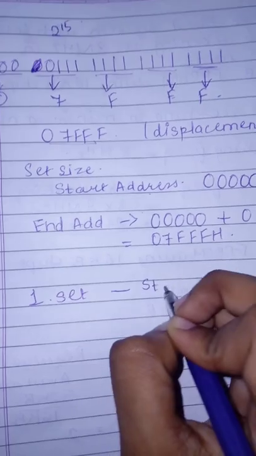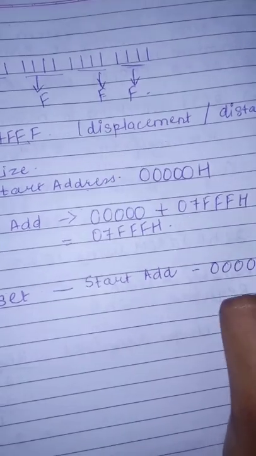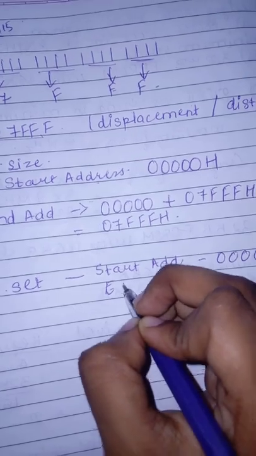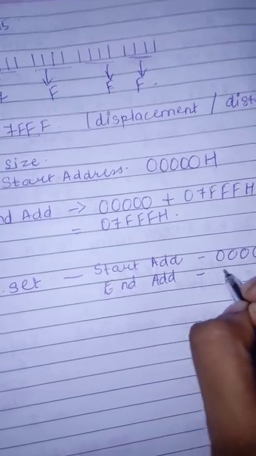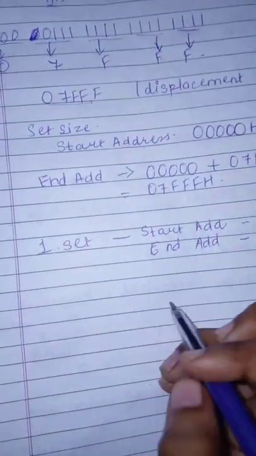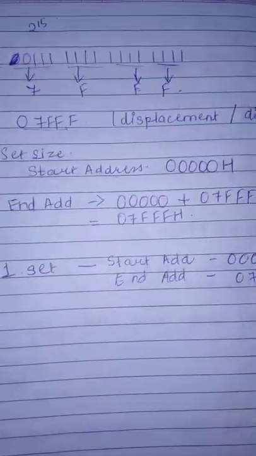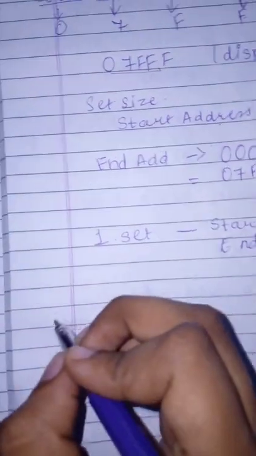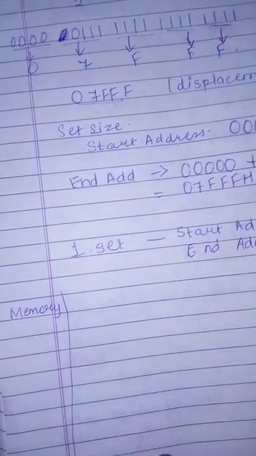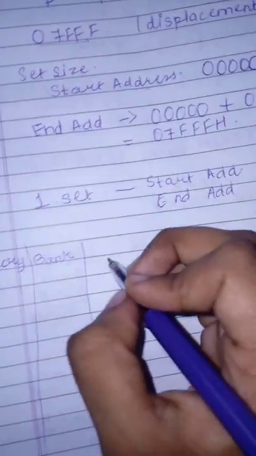So the start address will be 00000H and the ending address will be 07FFFH. Now we have to make a table. The table consists of memory, then bank, then address.